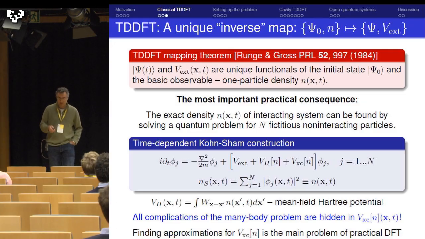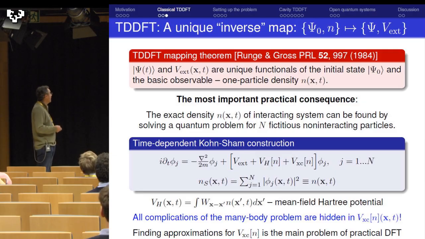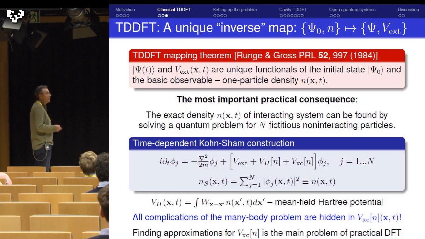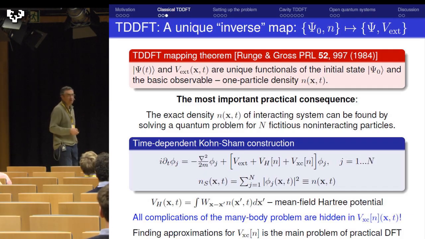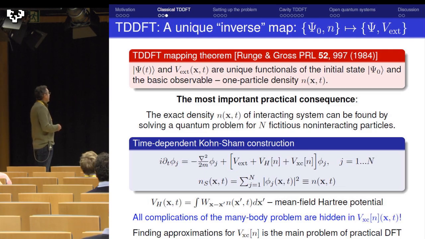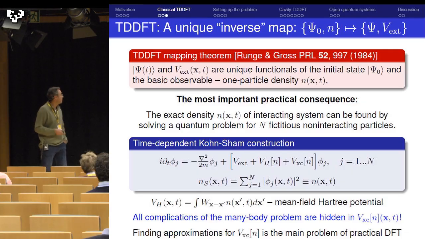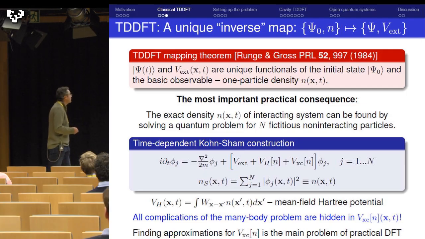What is TDDFT? TDDFT is based on the highly non-trivial statement that there is a unique inverse map. If we know the initial state and the electronic density at all times, we can uniquely reconstruct the many body wave function at all times t and the external potential which drives the dynamics of the system. This is formulated in terms of the TDDFT mapping theorem, first proved by Runge and Gross in 1984, which can be stated as follows: the many body wave function and the external potential are unique functionals of the initial state and the basic observable, the one particle density.